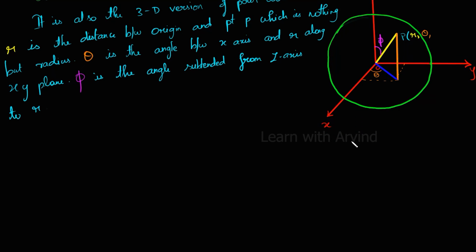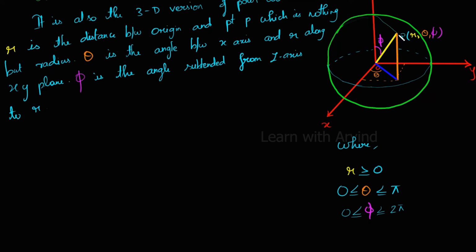Now there are a few conditions. That is, r should be greater than or equal to 0, since r is a distance, so it cannot be negative, and theta should lie between 0 to pi. The value of theta should range between 0 to pi. And the third coordinate phi should range between 0 to 2 pi. Now let's make this as a sphere. Since it looked like a circle, I'm making this like a sphere.